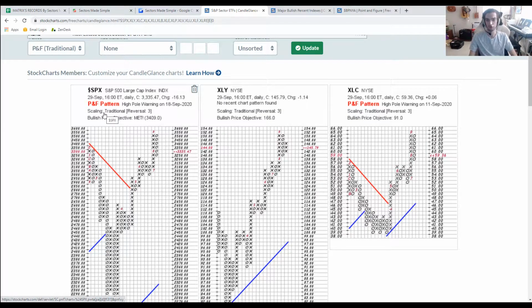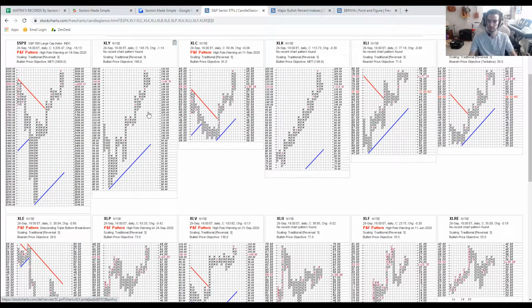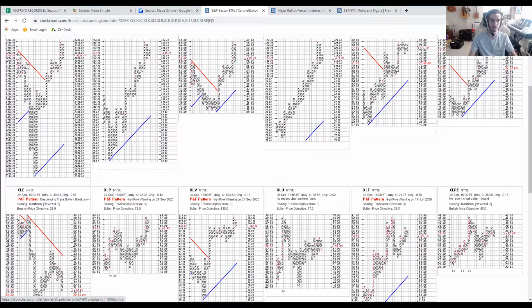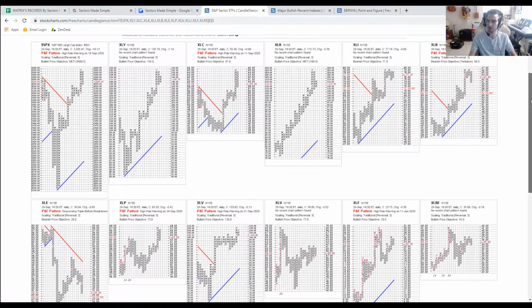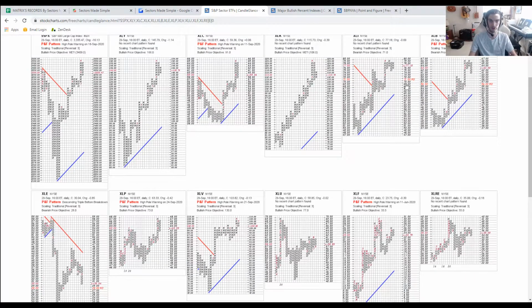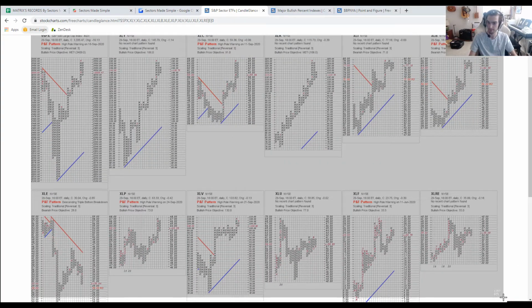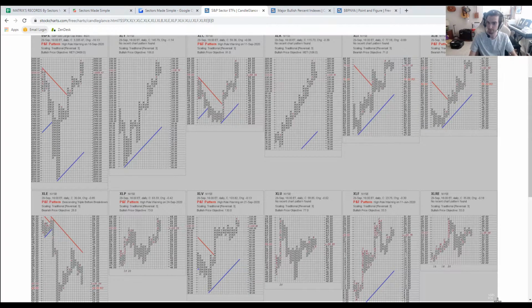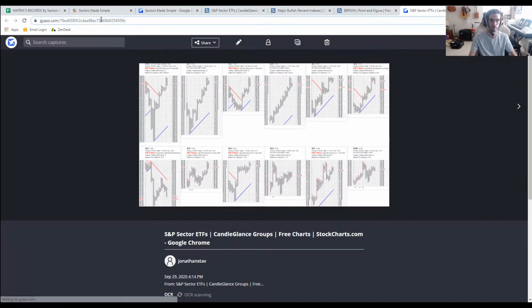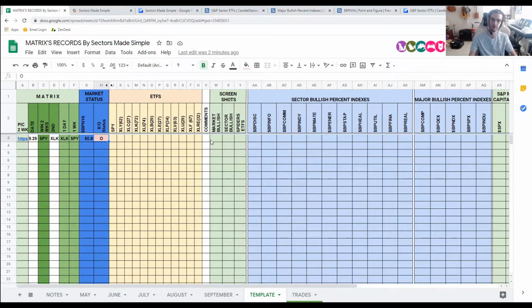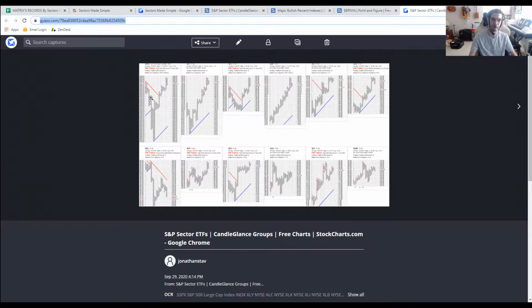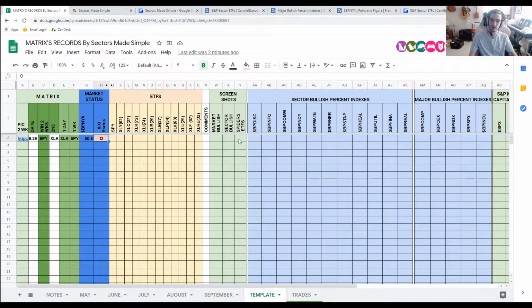Now, this is where it becomes a matter of figuring out what works best for you. I prefer to come here to stock charts and just take a big picture. I'll scroll out and I'll take a big picture of the entire thing, so my screenshot is all of the different sectors, all in one big picture. So I'll go there and copy this link. Now this is all of the Spider ETFs. So I'm going to put this under the Spider ETF screenshot.